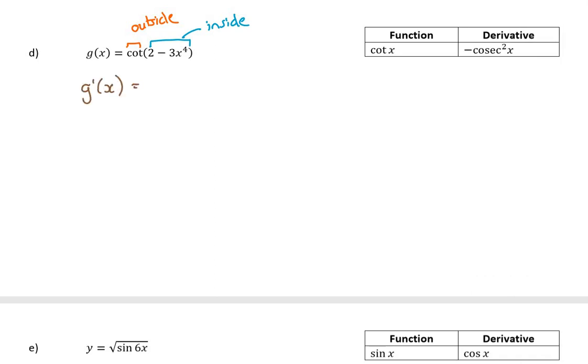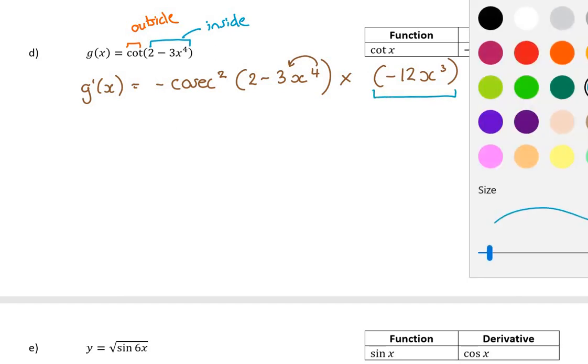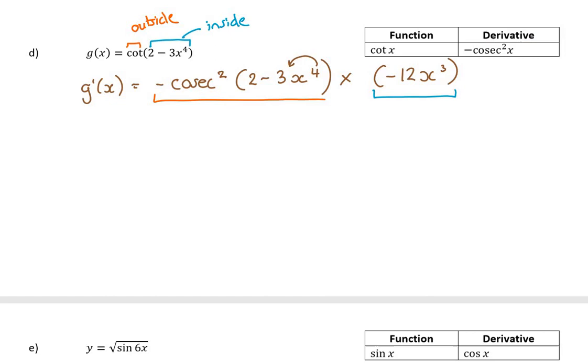And what is the rule? We'll differentiate the outside function. The outside function is cot. Cot differentiates to negative cosec squared. Leave that inside alone. So leave that 2 minus 3x to the power of 4. Multiply by differentiate the inside function. And the inside function, well, the derivative of 2 disappears. So it's minus 12x to the power of 3. So bring down the 4, subtract 1. So just to color coordinate this, this is my inside function derivative, and this is my outside function derivative.